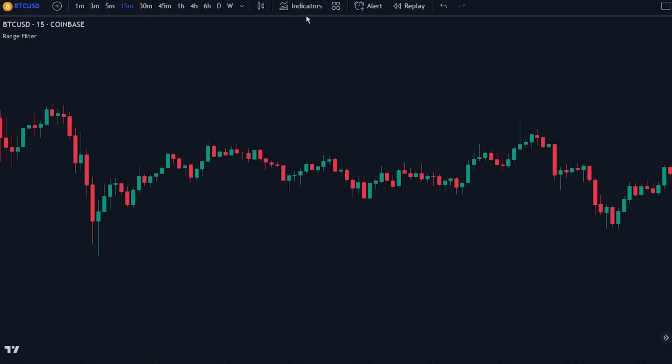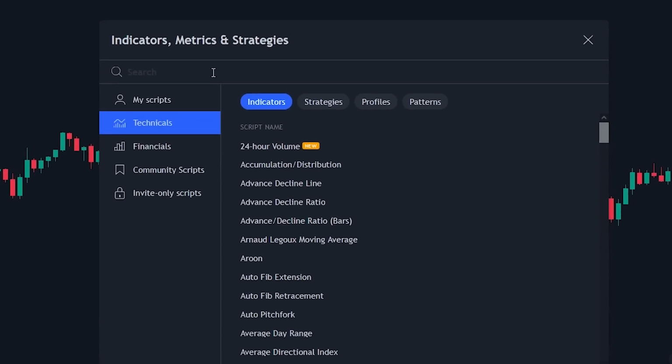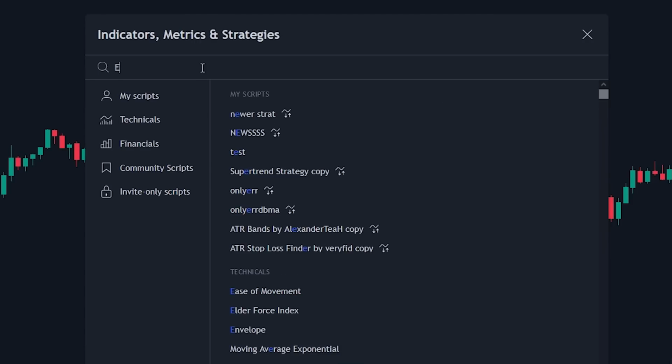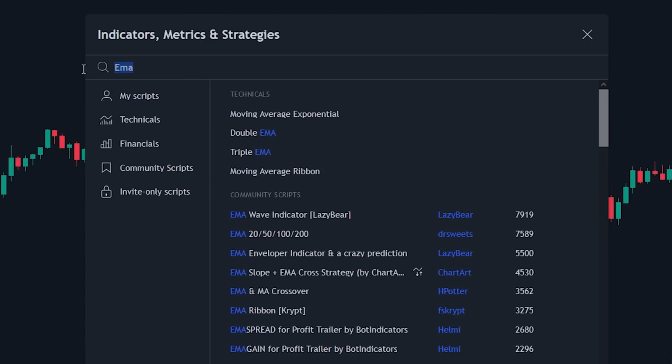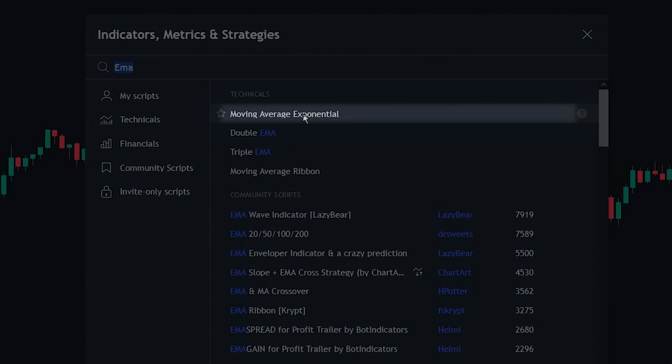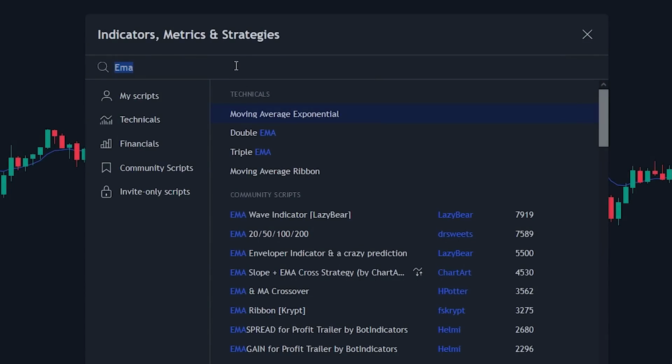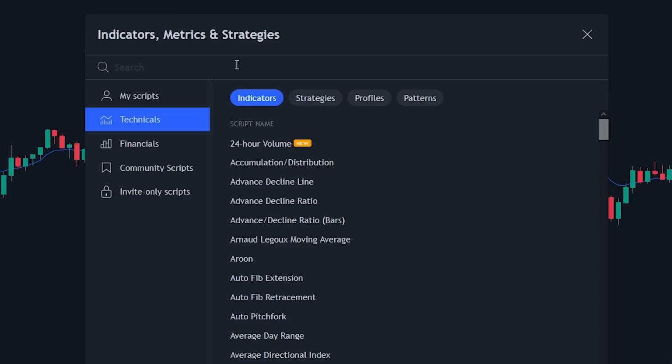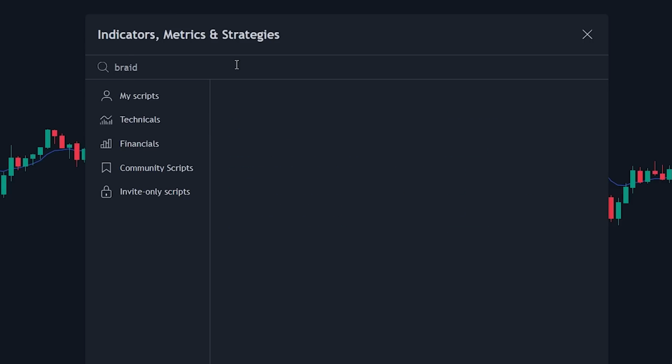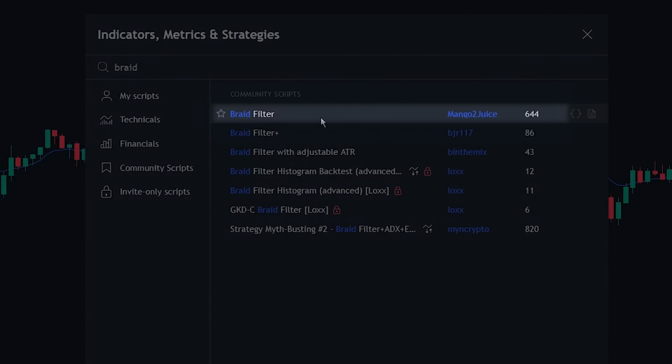Head over to the Indicator Search tab. We will first be adding an exponential moving average to the chart. Search for the EMA indicator and select the indicator made by TradingView. The second indicator we will be adding is the braid filter. Search for the indicator and select the indicator made by Mango Juice.